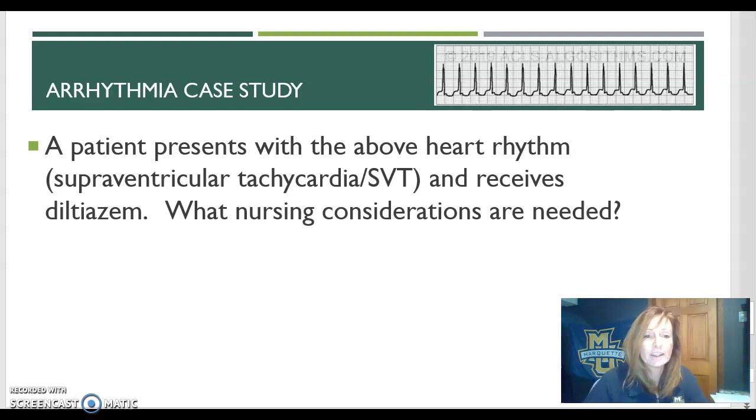Let's try an arrhythmia case study. A patient presents with the above heart rhythm, supraventricular tachycardia or SVT, and receives diltiazem. What nursing considerations are needed? Now, for your exam, you will not have to interpret ECGs or rhythm strips, but I wanted to give you a visual so you could at least think about what that would actually look like when you are taking care of a patient. Picture your patient sitting in the hospital bed.